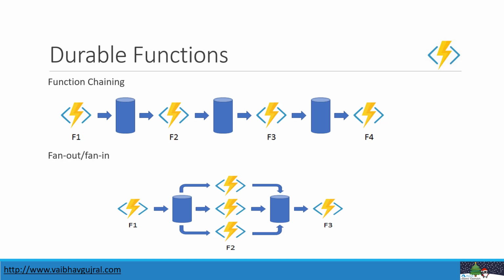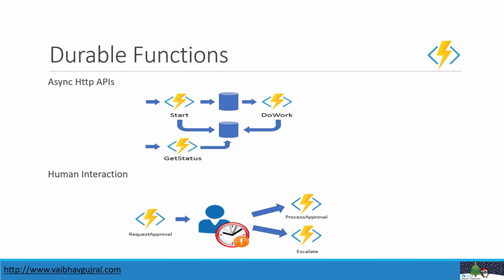Under function chaining, the pattern of executing a sequence of functions in a particular order. Often the output of one function needs to be applied to the input of another function. Fan-out, fan-in refers to the pattern of executing multiple functions in parallel and then waiting for all to finish. Often some aggregation work is done on results returned from the functions. Under async HTTP APIs, we have the long-running action triggered by an HTTP call and then redirect the client to a status endpoint that they can poll to learn when the operation completes.